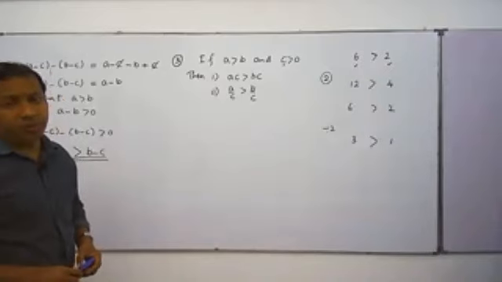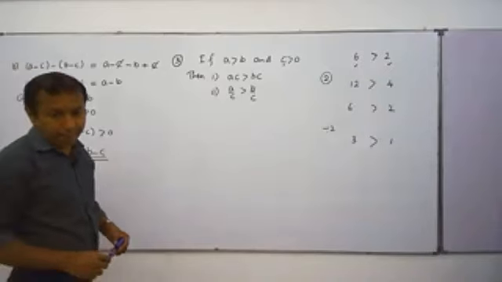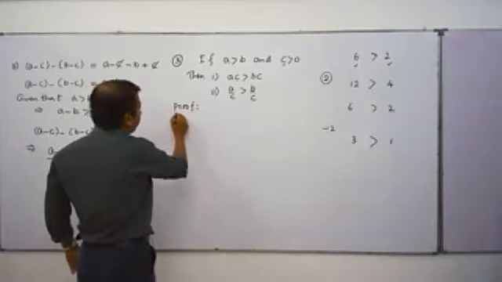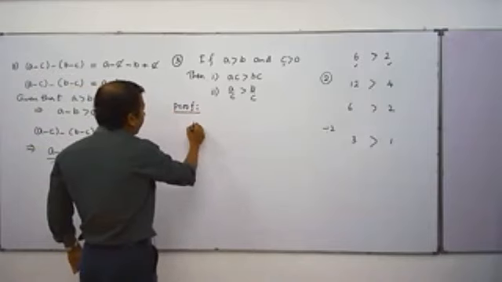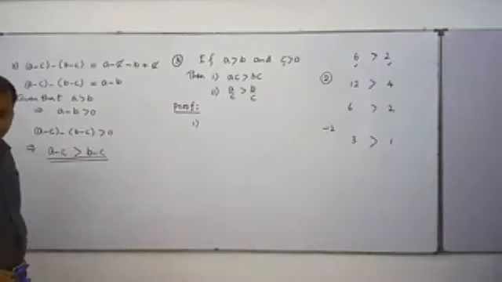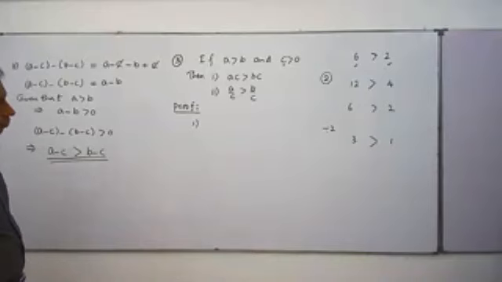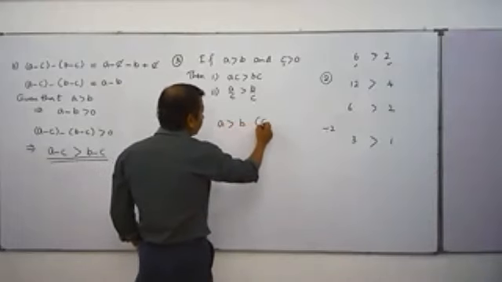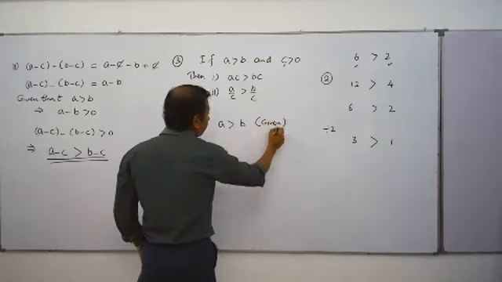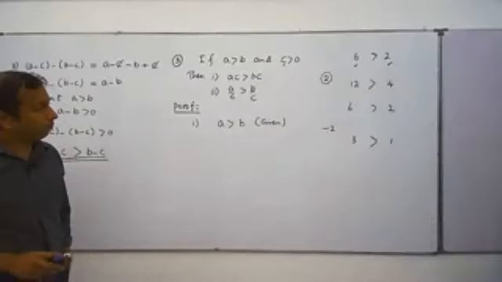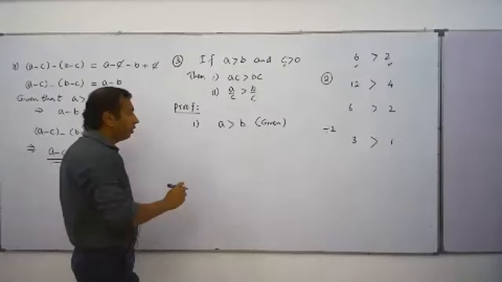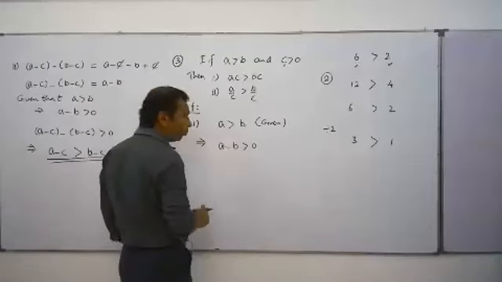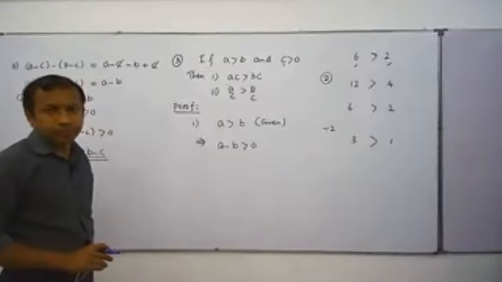Now see, people, how to prove this. Proof. Number 1. First one, A greater than B. This is given. If A greater than B, this implies what, people? A minus B is positive. Then A minus B is a positive value.